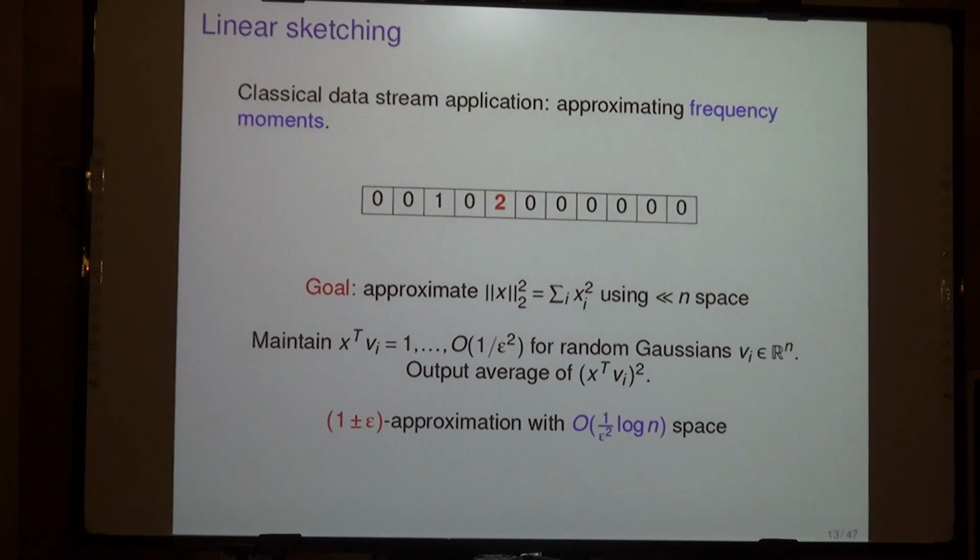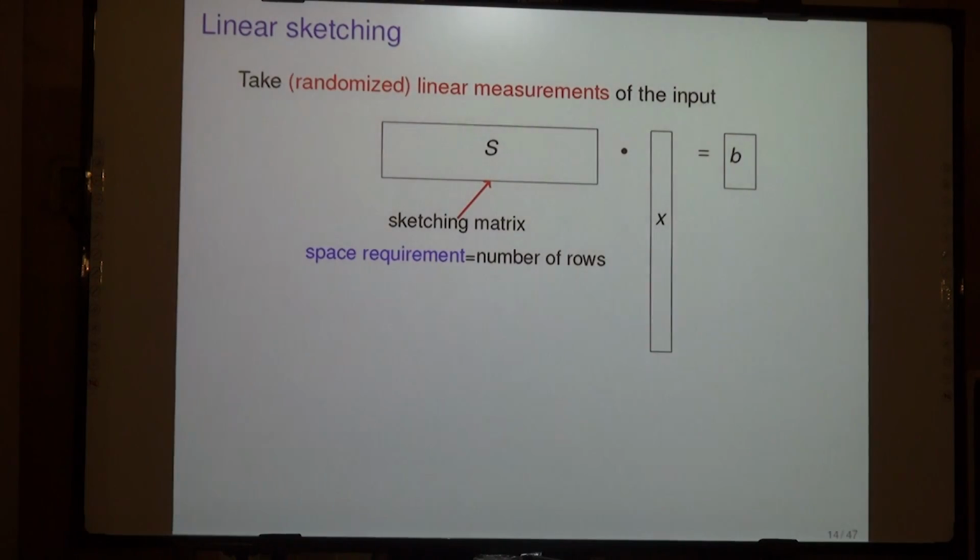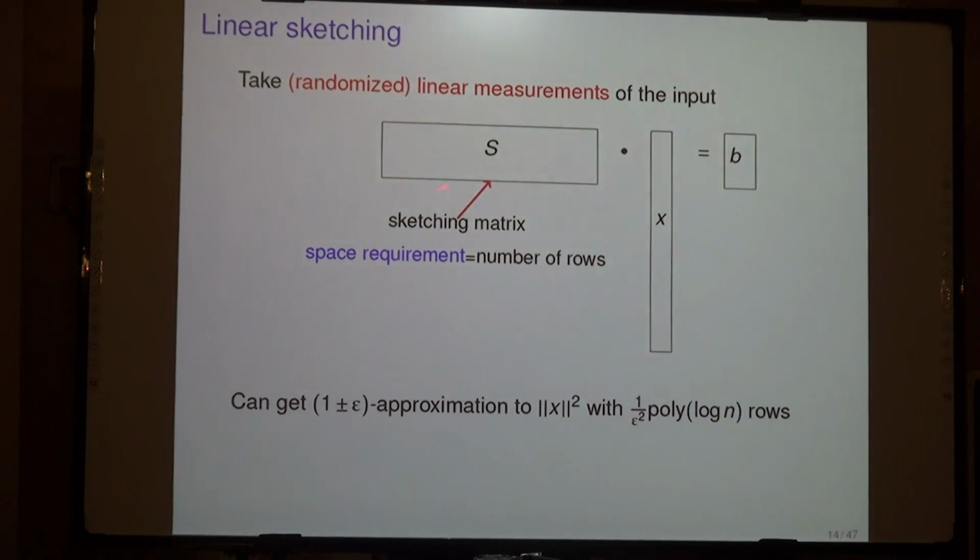Something that we have seen in the second lecture is the AMS sketch. The AMS sketch was just storing the dot products, was maintaining dot products of x with 1 over epsilon squared random plus minus 1 vectors. You can also use Gaussians. It's the same thing. And so we got a 1 plus minus epsilon approximation in order 1 over epsilon log n space. And this was a linear sketch because we're storing dot products.